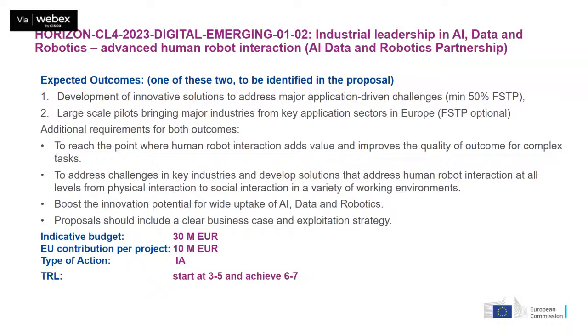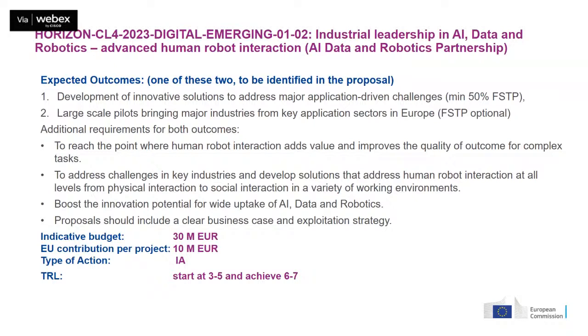There are a number of additional requirements for both outcomes. I'm going to summarize only the most important of them. The first one is to reach the point where human-robot interaction adds value and improves the quality of outcome for complex tasks. The second one is to address challenges in key industries and develop solutions that address human-robot interaction at all levels, from physical interaction, we are talking basically about collaborative robotics, to social interaction. In this case, we are talking more about communication with the robots without a physical contact. And all that in a variety of working environments.